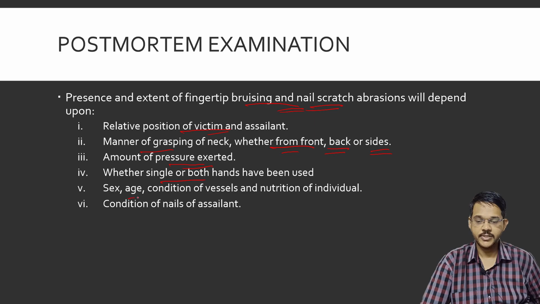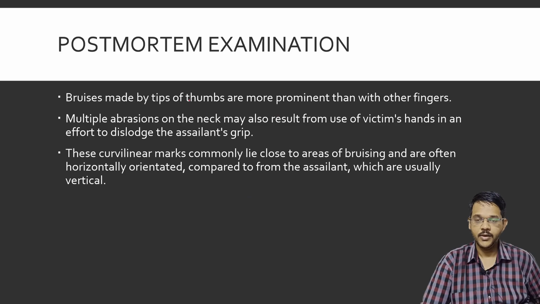Based on the sex, age, condition of vessels and nutrition of the individual, the extent of bruising will also differ. Next, the condition of the nails of the assailant: if the nails are prominent, nail scratch abrasions will be more commonly seen. Bruising made by the tips of the thumbs is more prominent than with other fingers, since the thumb is more prominent.